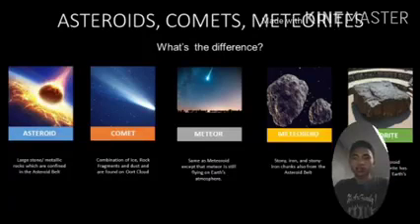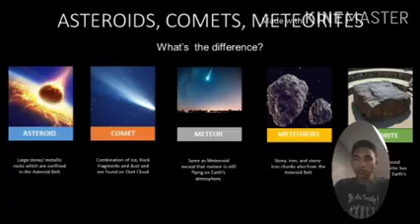I will share with you the differences between extraterrestrial materials. First is asteroid. Asteroids are large stone or metallic rocks which are confined in the asteroid belt. Comets are a combination of ice, rock fragments, and dust, and are found in the Oort cloud. While meteoroids and meteorites have almost the same characteristics, the difference is their location.